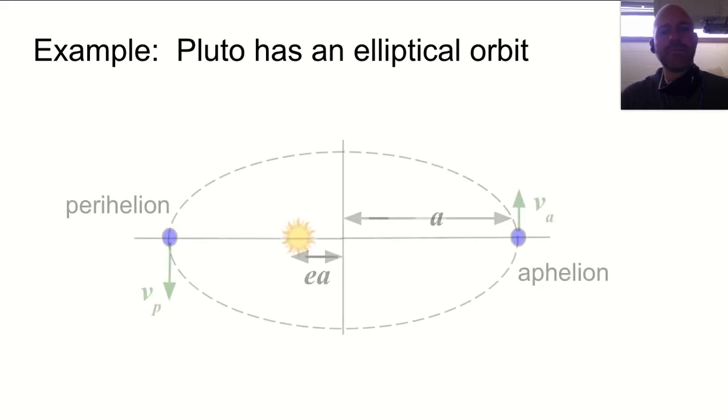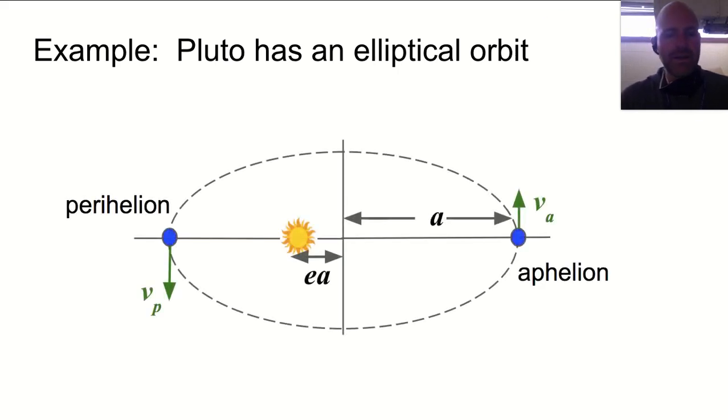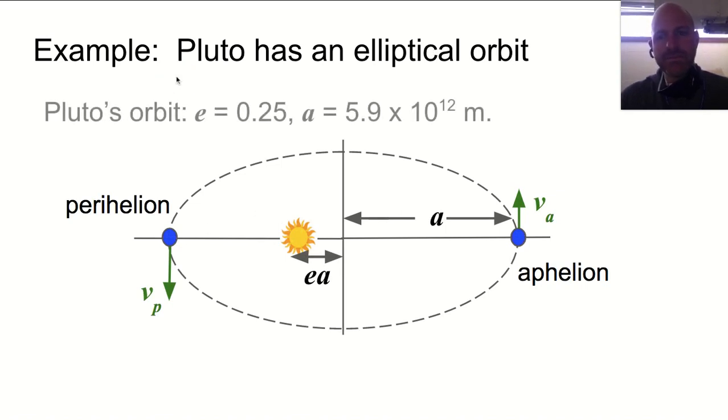So let's look at Pluto. Pluto has an elliptical orbit, maybe not a planet, but looks something like this. At the perihelion and aphelion, we're at our max and min velocities. And the eccentricity is about 0.25.